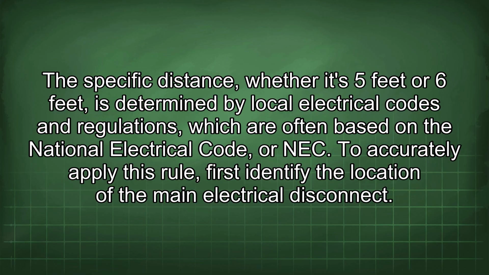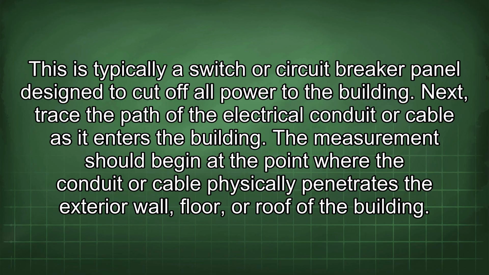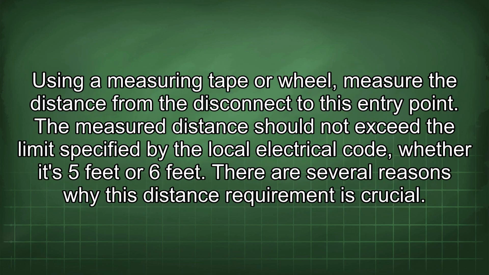To accurately apply this rule, first identify the location of the main electrical disconnect. This is typically a switch or circuit breaker panel designed to cut off all power to the building. Next, trace the path of the electrical conduit or cable as it enters the building. The measurement should begin at a point where the conduit or cable physically penetrates the exterior wall, floor, or roof of the building. Using a measuring tape or wheel, measure the distance from the disconnect to this entry point. The measured distance should not exceed the limit specified by the local electrical code, whether it's 5 feet or 6 feet.